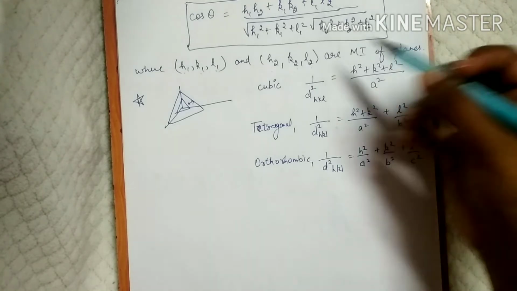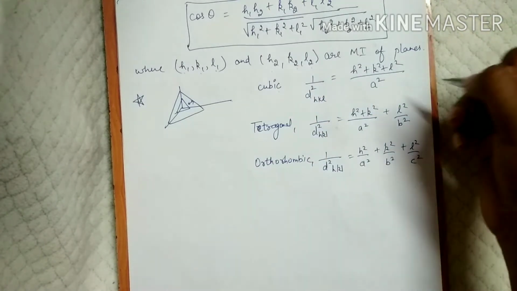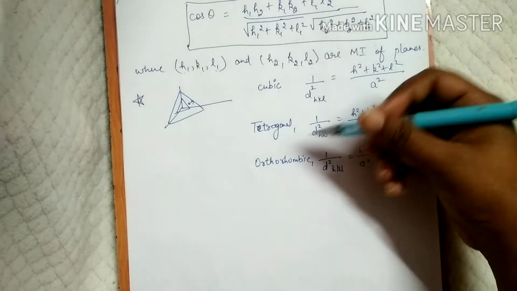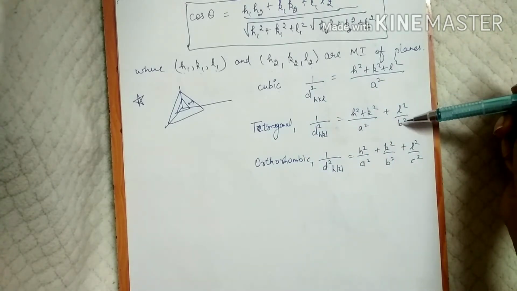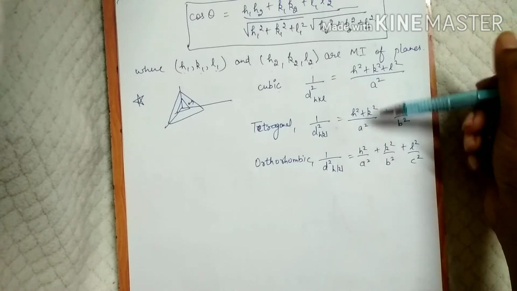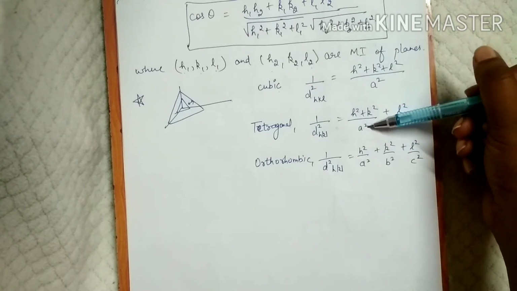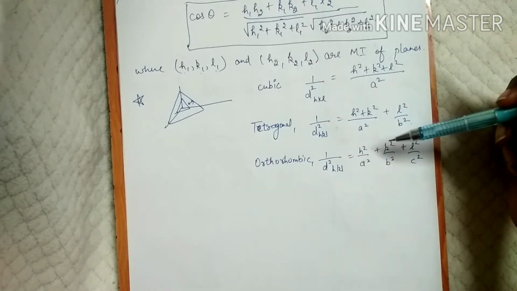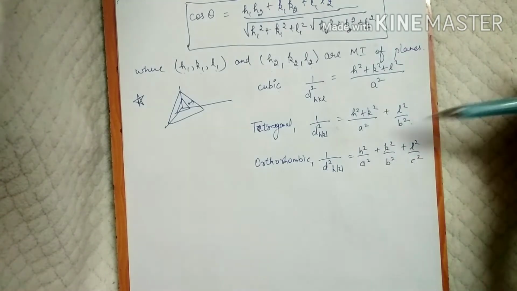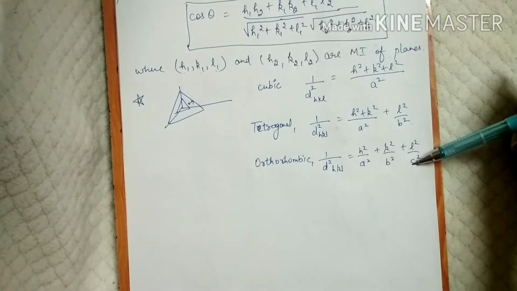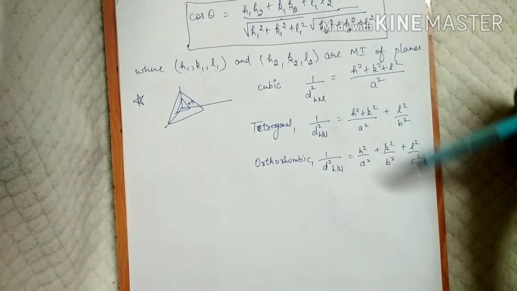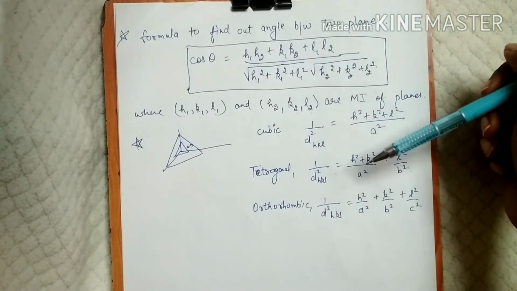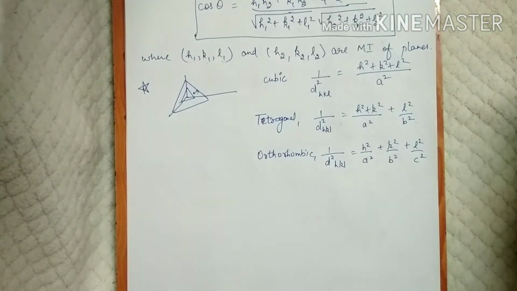If the planes are cubic, then definitely along the x, y and z axes their intercepts are going to be the same. So that's why a square is here. For tetragonal, two of the intercepts are going to be the same, along the x and y directions. That's why for h square and k square it is a square in the denominator. For l square it is c square. For the orthorhombic type, all the intercepts along the x, y and z axes are different, so that's why we have taken a square, b square and c square here. So these are the formulas if you want to find out the angle between two planes and the interplanar spacing between two planes.